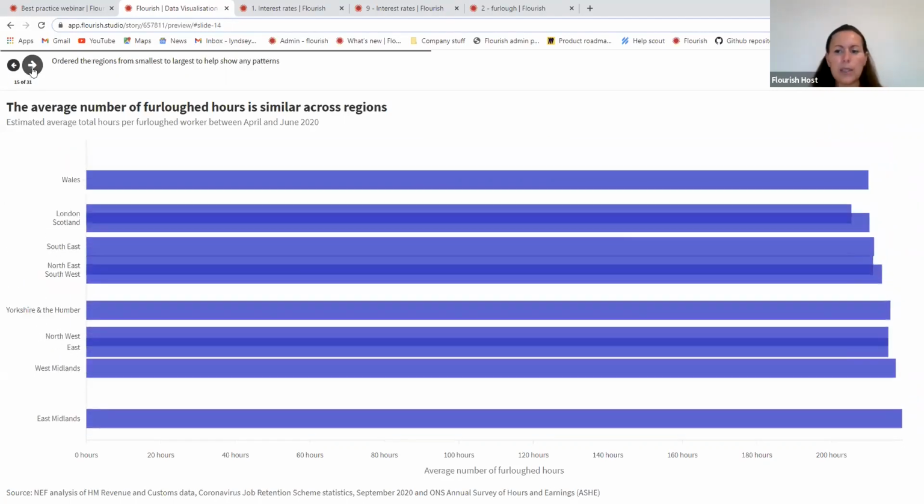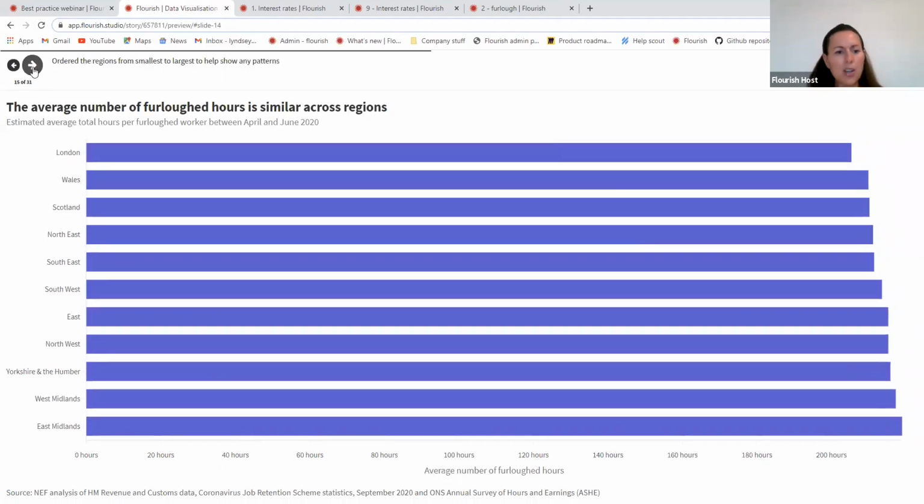So if we sort this bar chart, sorting from the smallest number of furloughed hours to the greatest number of furlough hours helps people see if there's a pattern. So London has the lowest amount, and then the North and the Midlands have the highest amount of furlough hours. So think about this sorting and how it helps people see patterns.